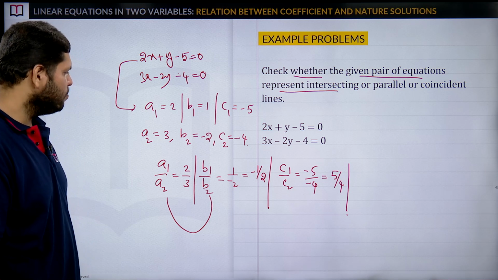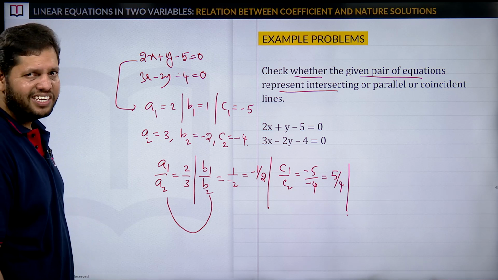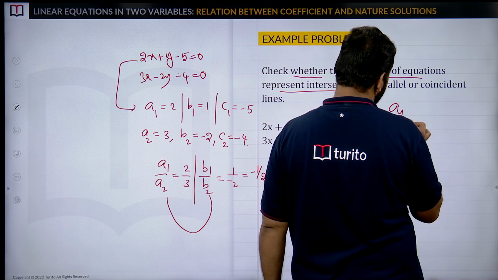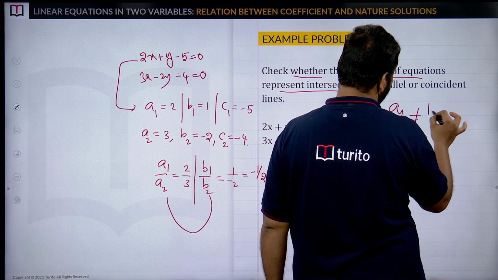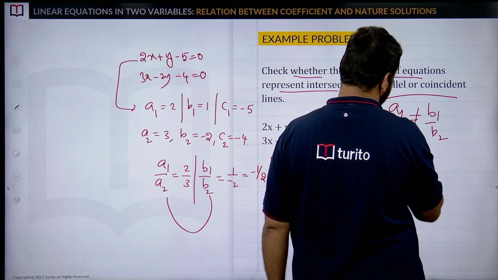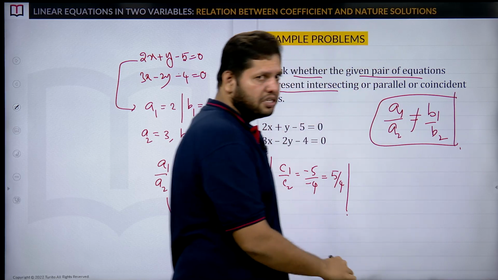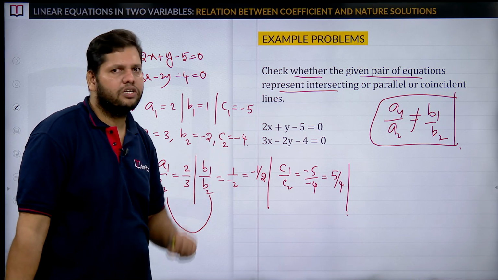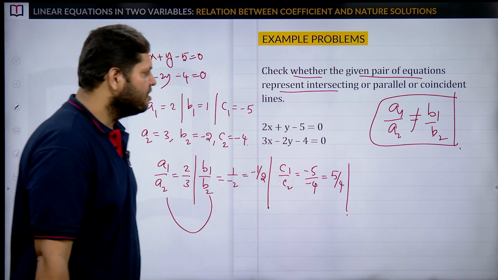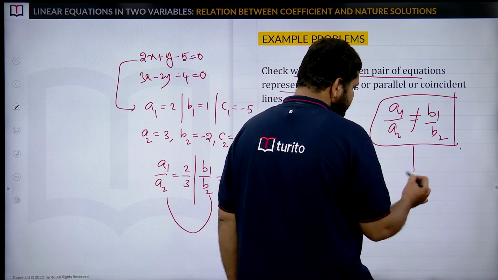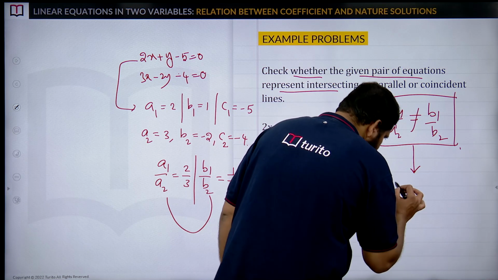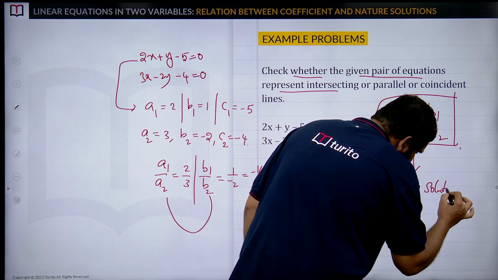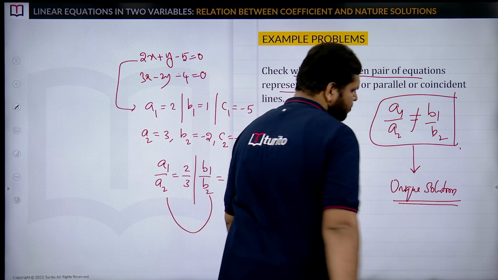a1 by a2 is 2 by 3, b1 by b2 is minus 1 by 2. So I can say directly, children, what can we say directly? a1 by a2 is not equal to b1 by b2. Am I clear, children, on this point? I can say directly a1 by a2 is not equal to b1 by b2. So what is the conclusion, children? I can say it is a unique solution.